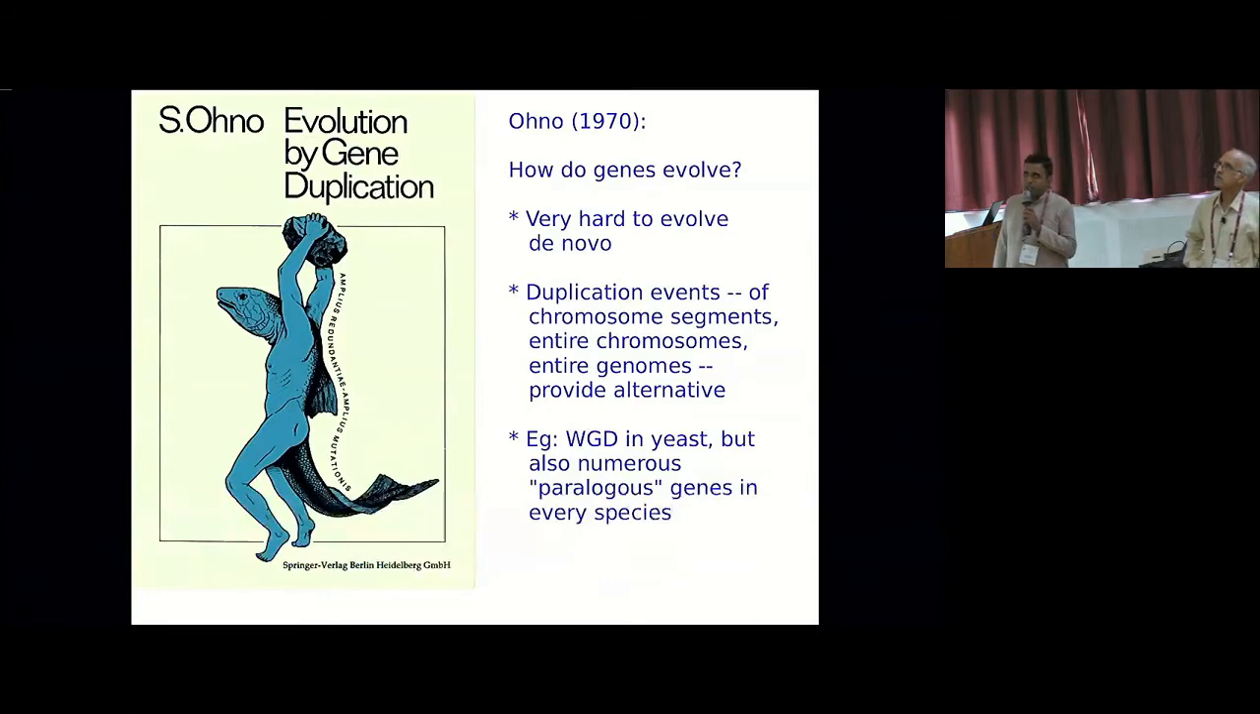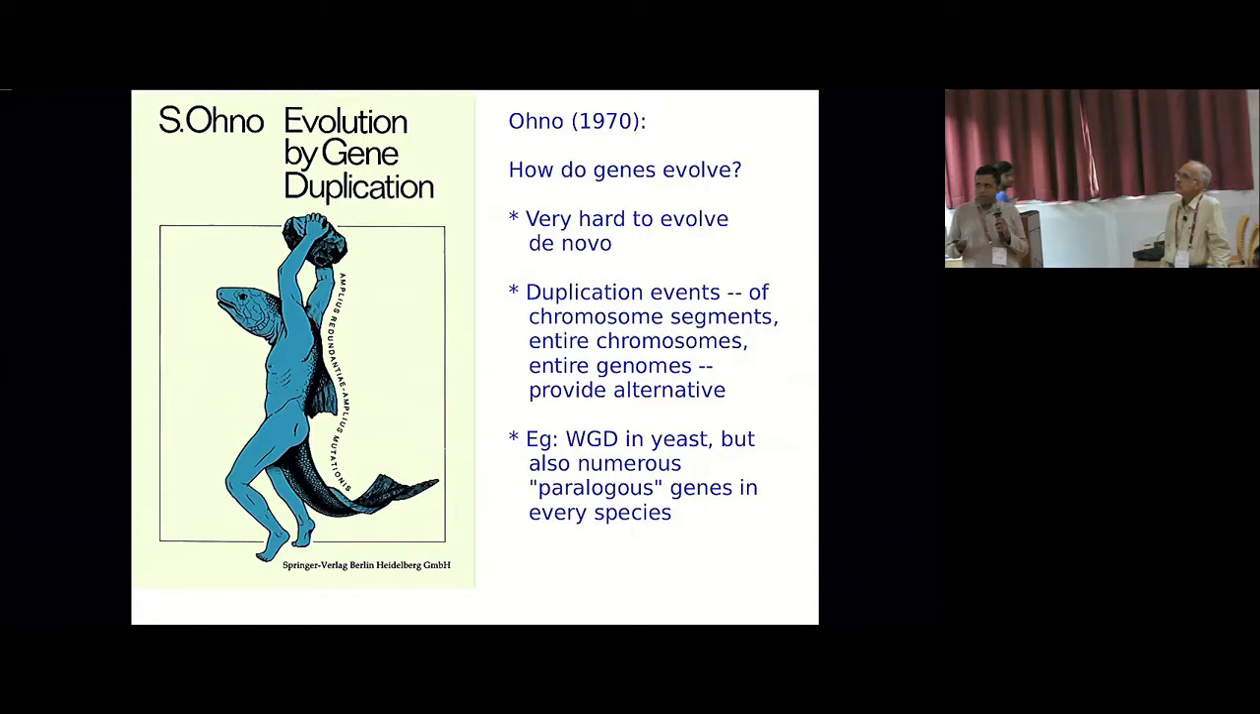So, evolution by gene duplication. This is a book from 1970 by S. Ohno, who more or less originated this entire hypothesis. There were a few papers before that. But the question is, how do genes evolve? Just given a sequence of DNA and some random mutation model, the chances of something functional evolving from that are pretty tiny. So his hypothesis was most genes evolved from previous genes.